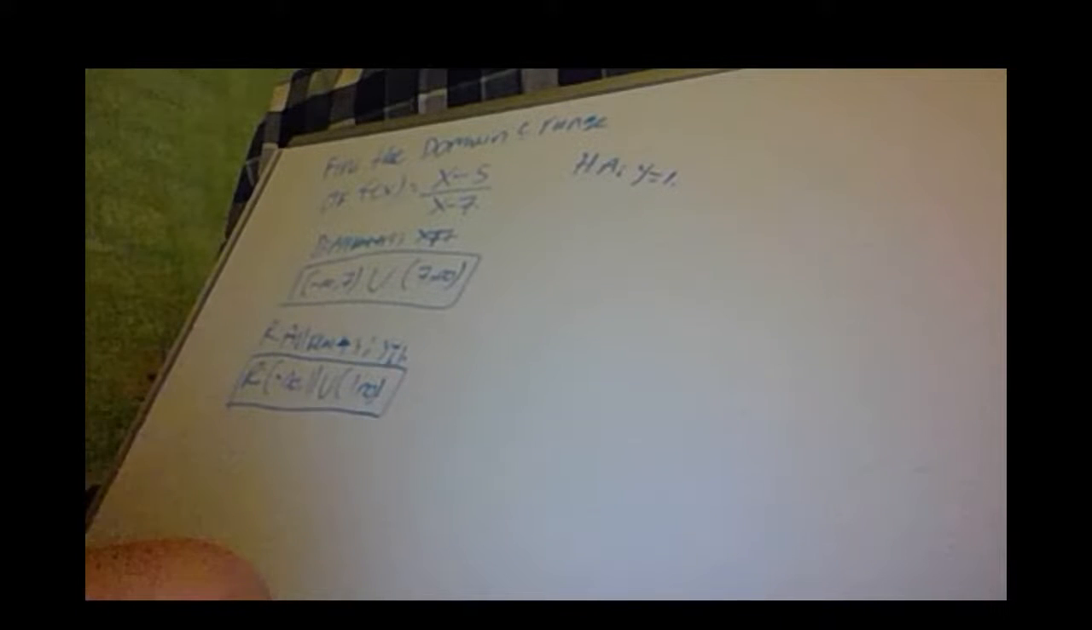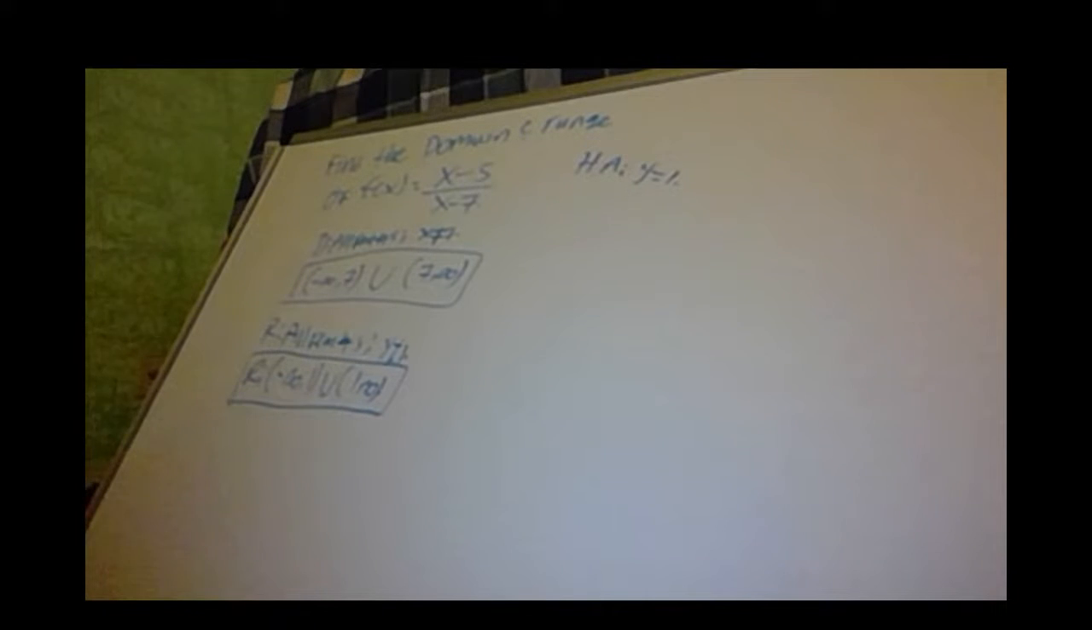That's how it works. Domain and range and horizontal and vertical asymptotes go hand in hand. When you're doing domain and range, you need to know how to solve for vertical and horizontal asymptotes.